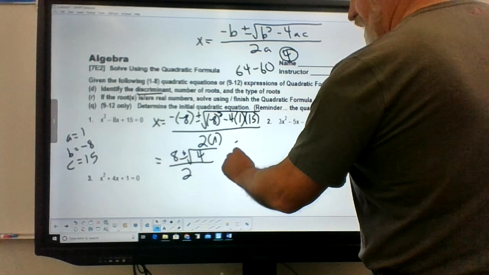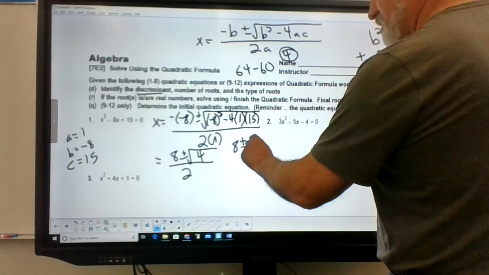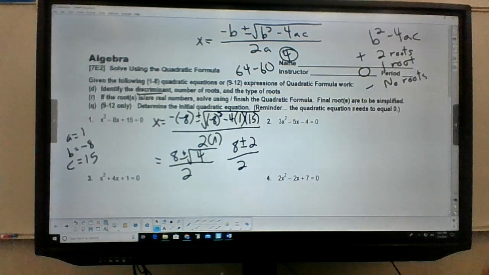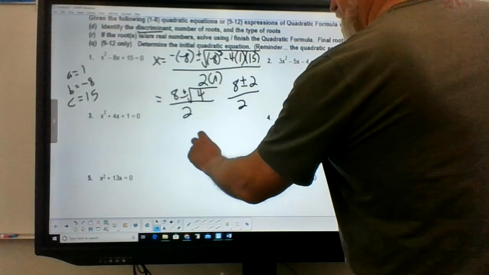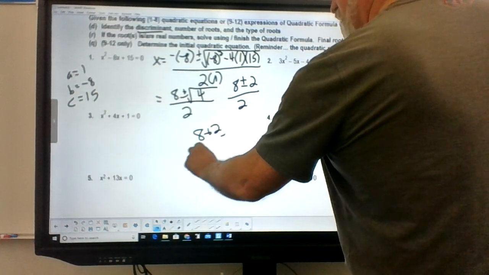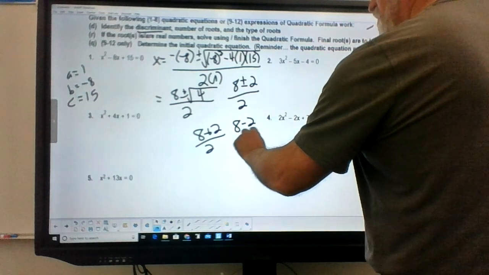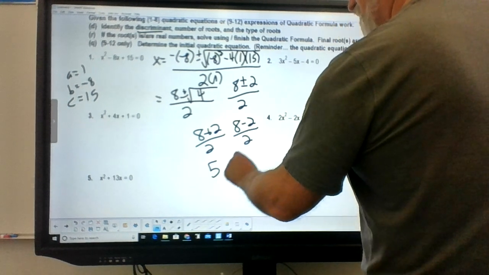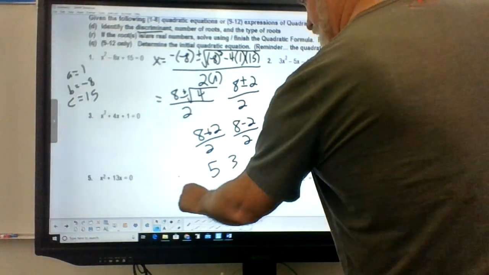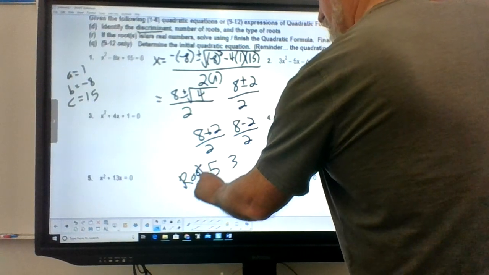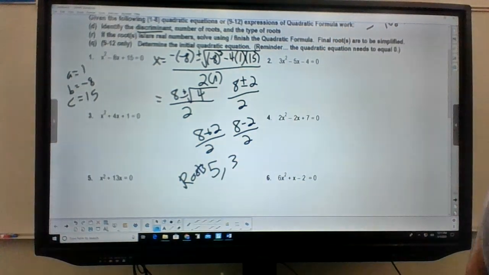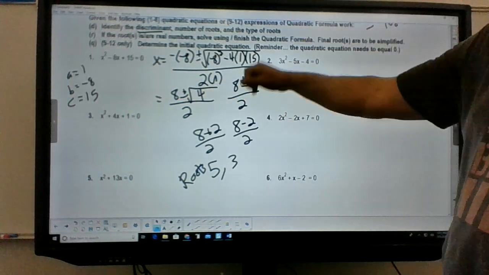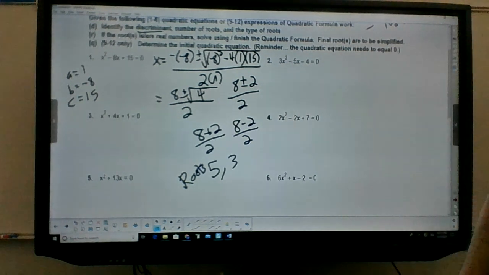So here's what we're going to do. We're going to go 8 plus or minus the square root of 4, which is really 2, all over 2. And then I'm going to break this into two separate things. So 8 plus 2 over 2, 8 minus 2 over 2. This is 10 over 2, which is 5. This is 6 over 2, which is 3. And my two roots are 5 and 3. So it's telling me that my parabola crosses at x equals 5 and x equals 3.